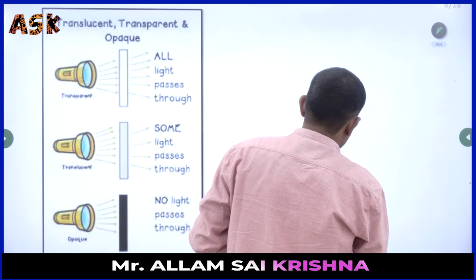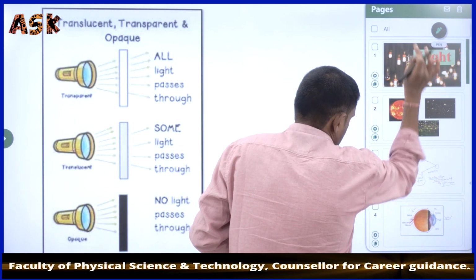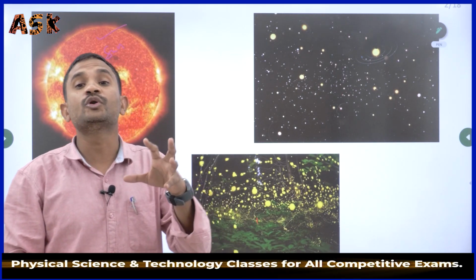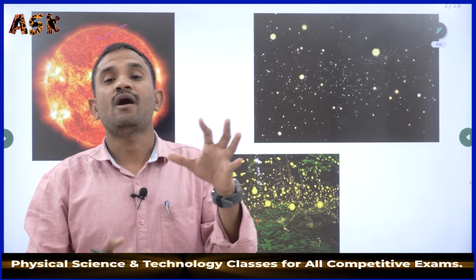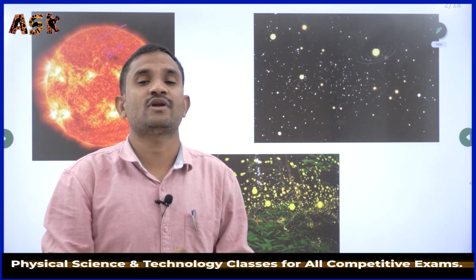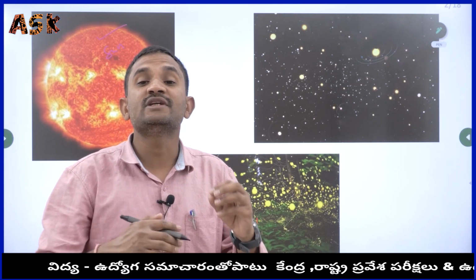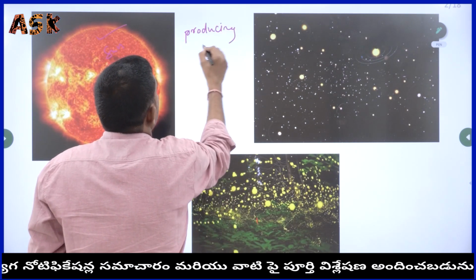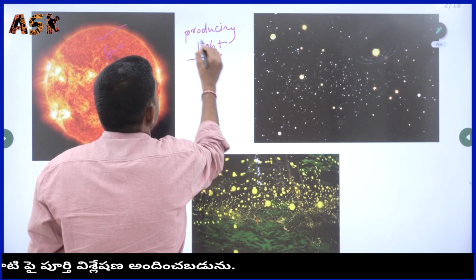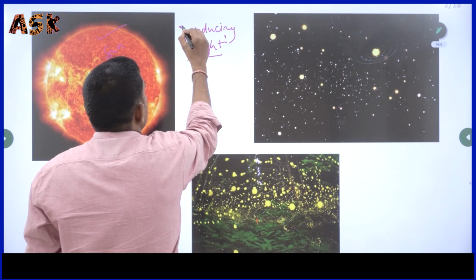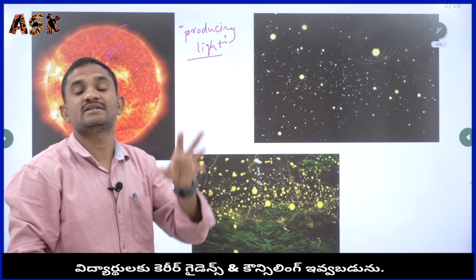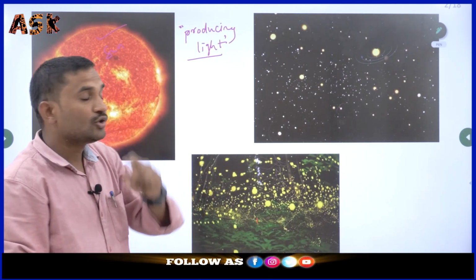Here we just discussed that light is produced from a source of light. On the basis of producing light from the objects, those objects we classify into two types. On the basis of which concept are we classifying? On the basis of producing light by themselves or not, whatever it may be. On the basis of producing light, the substances, the objects are classified into two types.